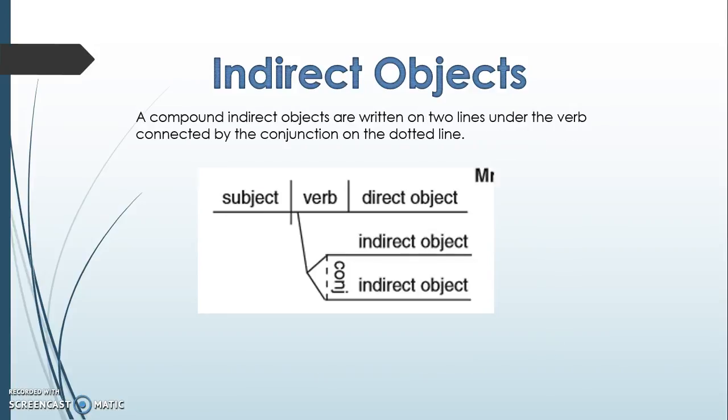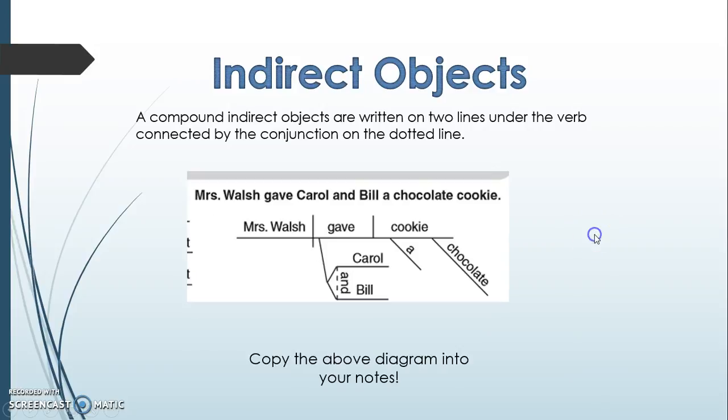All right. And then a compound indirect object is the same thing. It looks just like this. You don't have to copy this in your notes because you're about to do an example. So Mrs. Walsh gave Carol and Bill a chocolate cookie. She's not very generous because they really need a chocolate cookie apiece, but you know, hey. So Mrs. Walsh, and gave is your action verb. And cookie is your direct object. What did she give? She gave a cookie, a chocolate cookie. A and chocolate modify cookie. To whom did she give it? Well, she gave it to a compound indirect object, Carol and Bill. So you do it just like that. Please copy that into your notes.